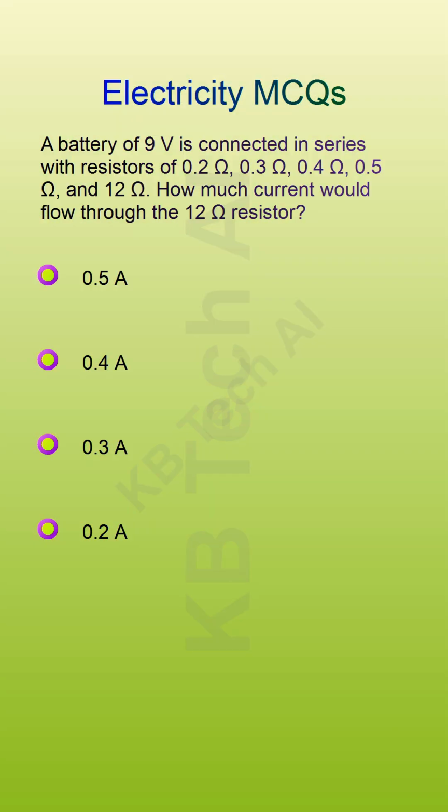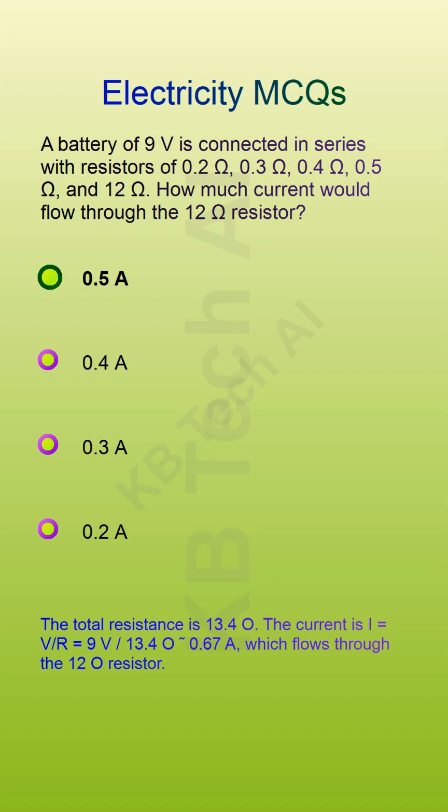A battery of 9 volt is connected in series with resistors of 0.2 ohms, 0.3 ohms, 0.4 ohms, 0.5 ohms, and 12 ohms. How much current would flow through the 12 ohms resistor? Option 1, 0.5 ampere, option 2, 0.4 ampere, option 3, 0.3 ampere, option 4, 0.2 ampere. The answer is option 1, 0.5 ampere.